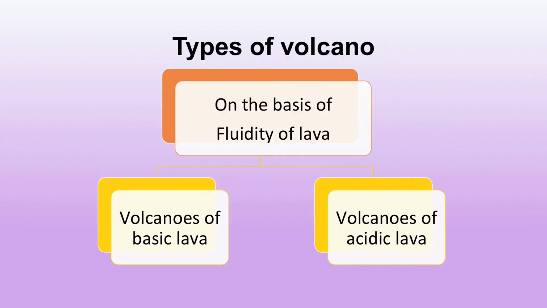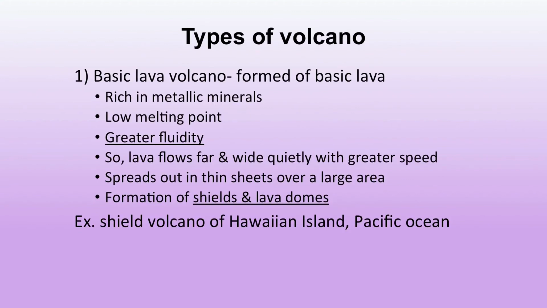Now another type of classification is on the basis of fluidity of lava, how fluid the lava is. Depending upon this, one is volcanoes of basic type and second is volcanoes of acidic type. Basic lava volcanoes are formed of basic lava, which is rich in metallic minerals, has low melting point and greater fluidity, that means it flows very fast. So lava flows far and wide, quietly with greater speed, and spreads out in thin sheets over a large area. There is a formation of shield and lava domes. Examples are the shield volcanoes of Hawaiian islands in the Pacific Ocean.